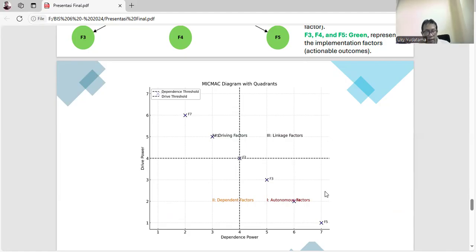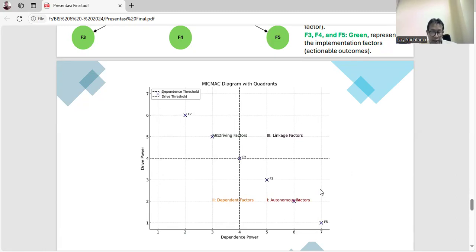Linkage factor, quadrant 3. These factors are in the middle, meaning they have both a moderate level of dependence and influence. F2 commitment and management support is in this quadrant, highlighting its key role in both influencing and being influenced by other factors. Dependent factor, quadrant 2. Factors in this quadrant have high dependence power and low driver power. They are largely influenced by other factors but do not significantly affect other factors themselves.